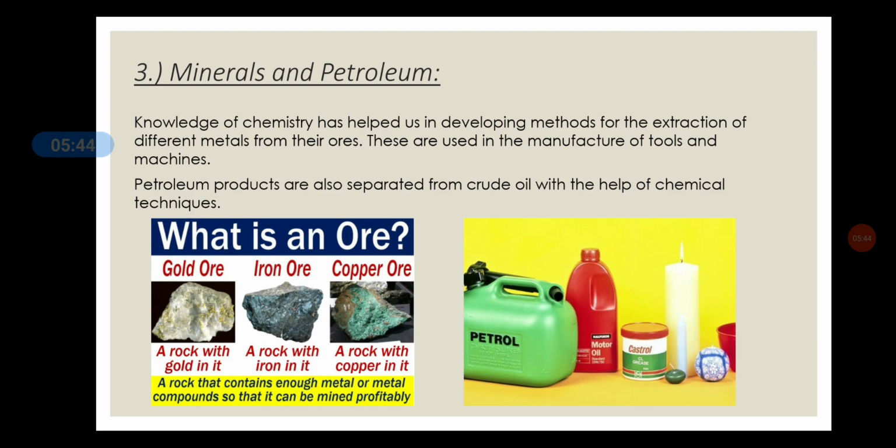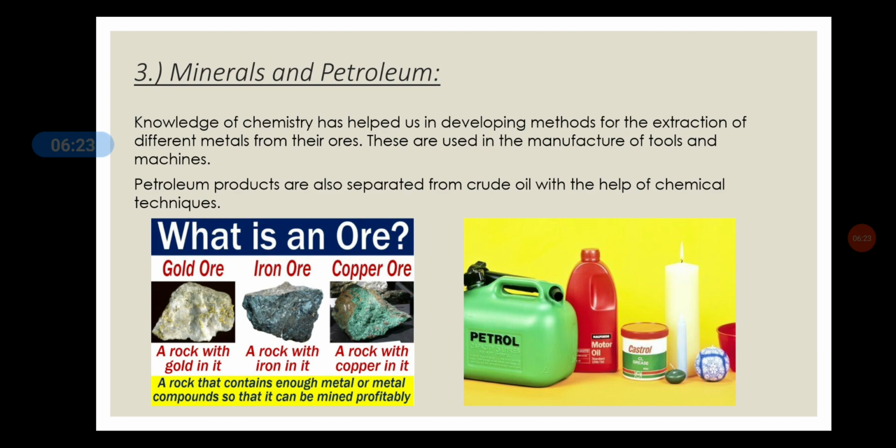So these rocks contain enough metal or compounds of metal which can be mined out separately, and through chemical treatment you can get the metal itself. Now, gold in the market is available in the form of jewelry. Iron is used in preparing tools and machines. Copper is also used in making tools or sometimes machines or machinery parts and wires. So with the help of chemistry, we are able to extract the metal from the ores.